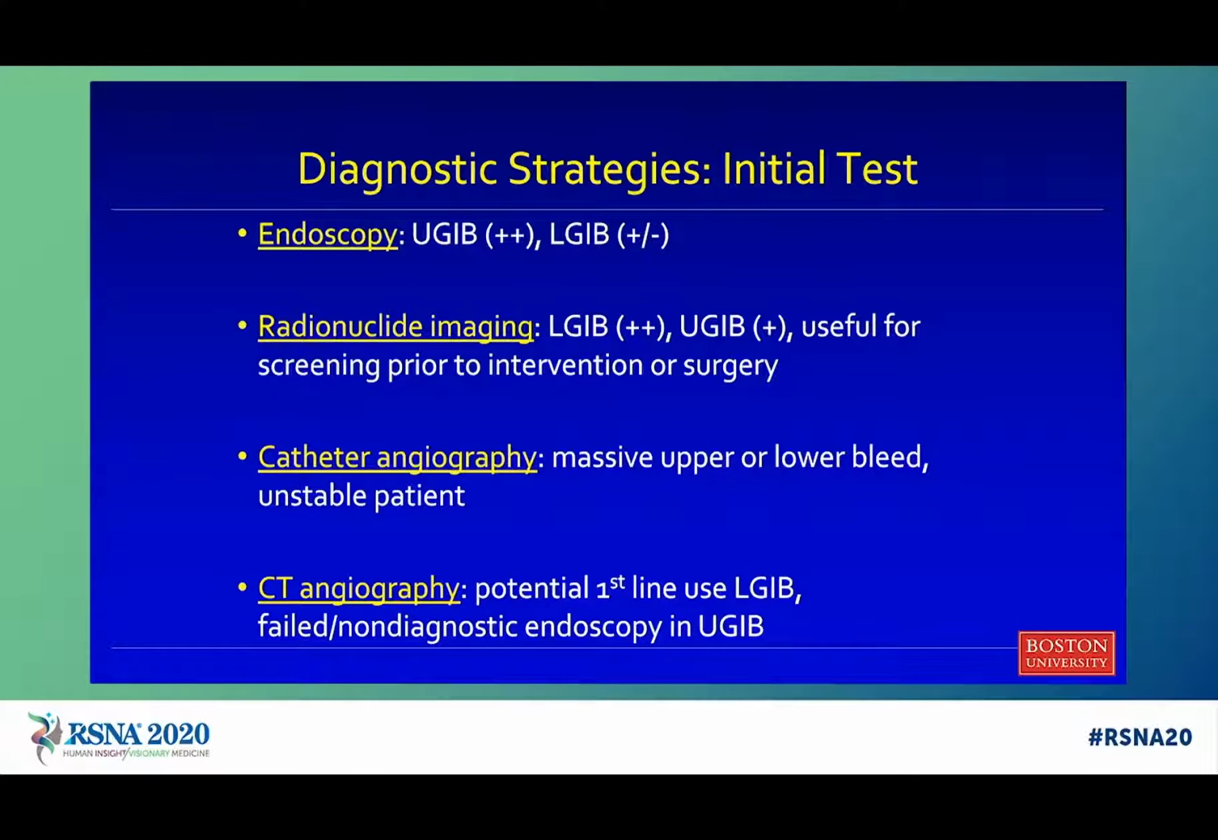There are many diagnostic tests for GI bleeding. They include endoscopy, tagged red blood cell scan at nuclear medicine, catheter angiography, and CT angiography. CT angiography does have a potential first-line use in lower GI bleeding, as well as in failed or non-diagnostic endoscopies in patients with upper GI bleeding.